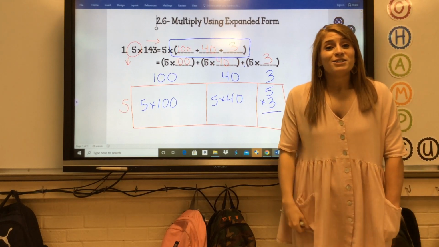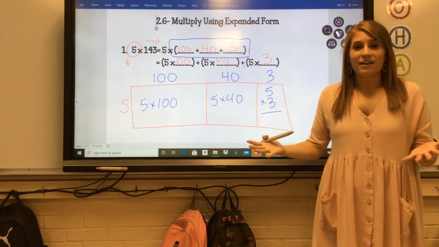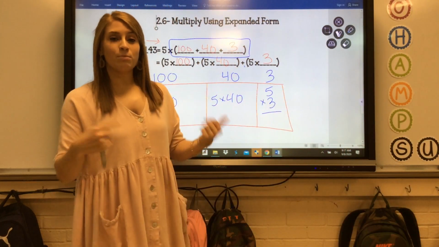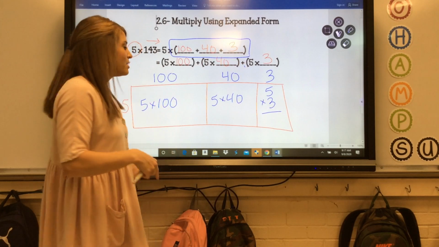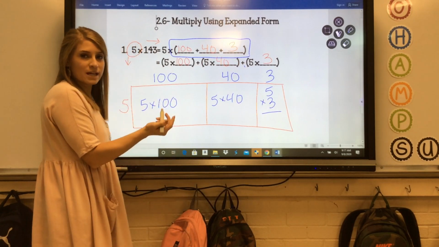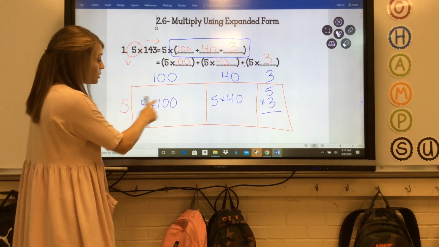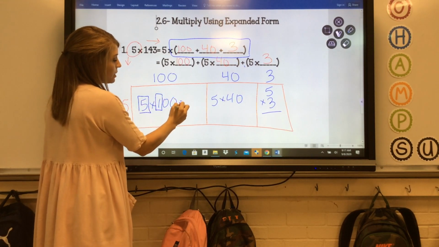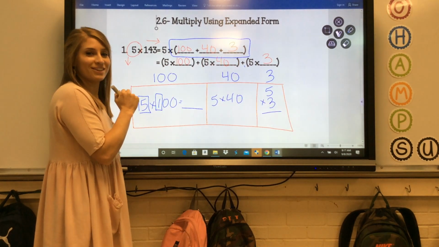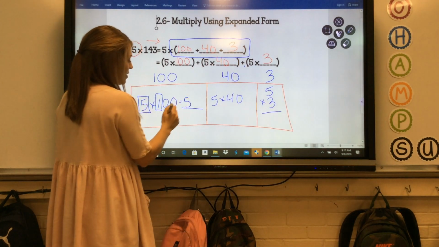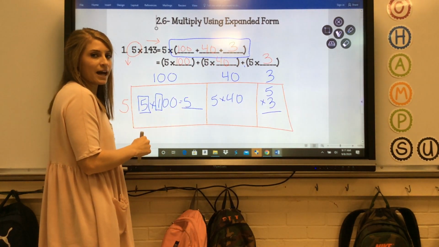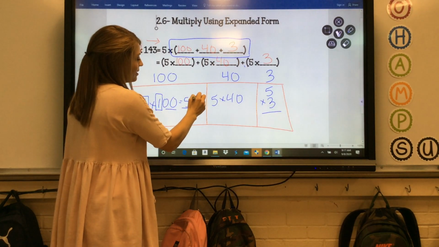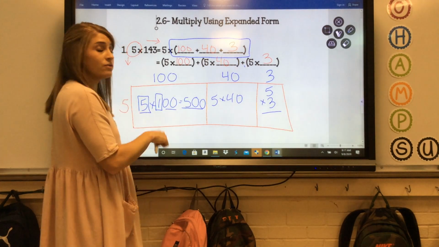Okay, so now I've got to multiply. And we get to use that really cool method of using our basic facts to multiply these to make it a little bit easier. So 5 times 100, what's that going to get me? Well, I can use my basic fact of 5 times 1, which gives me what? Good. 5 times 1 is 5. And then how many zeros do I have that I have to add? 2. Very good. So 5 times 100 equals 500.